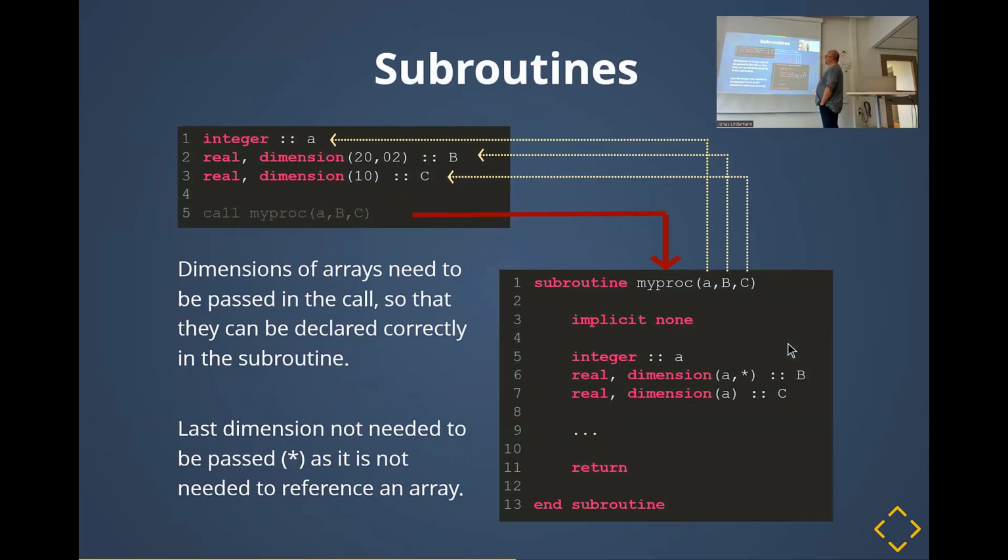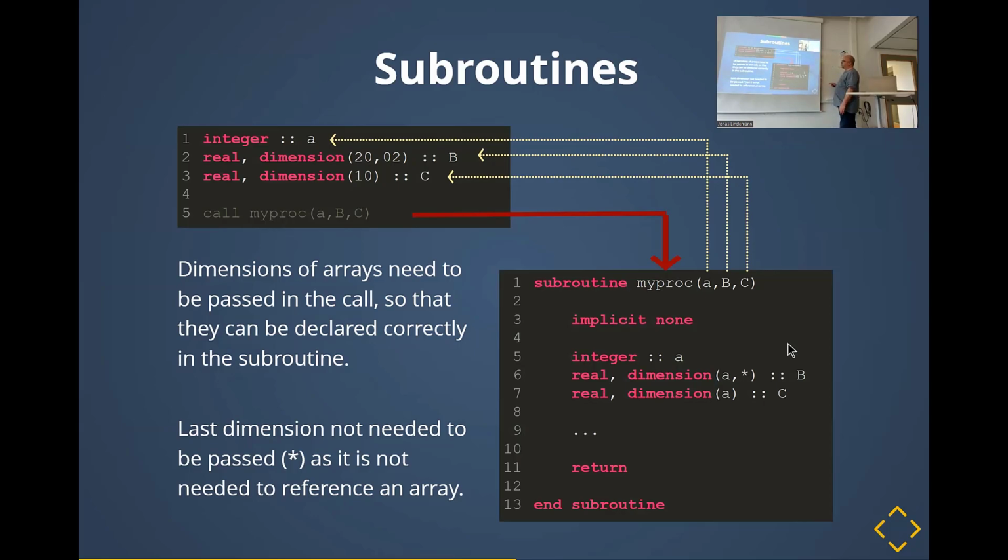So here's the example of references. I have A, B, and C declared in my main program. I called my procedure A, B, and C. And here, A, B, and C is declared again. I have a declaration inside my subroutine here.